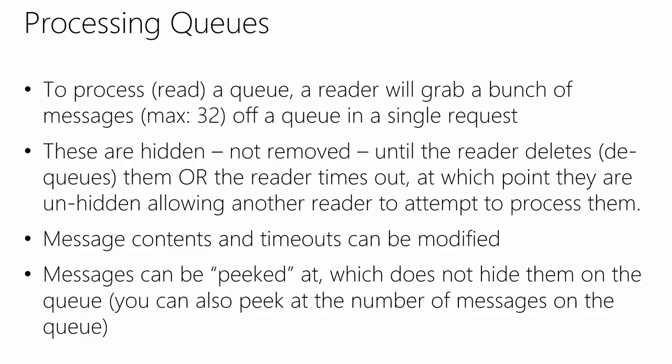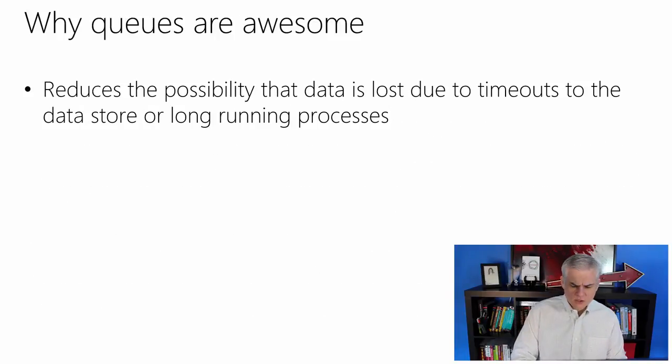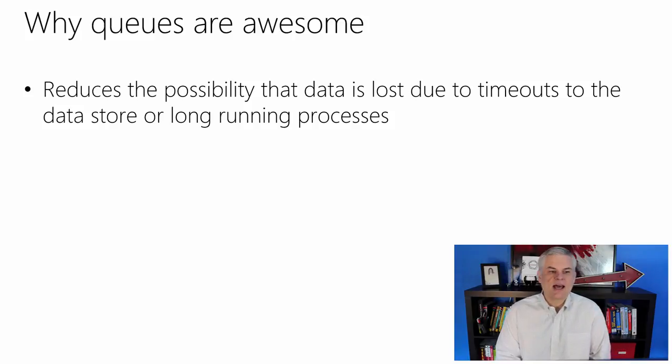That might adjust some automatic scaling feature in your software that says, well, if there's 10,000, I'm going to need to spin up some help to process all these new incoming requests. And so going back to what we talked about earlier with regards to architecture and why you'd want to use queues inside of your application architecture, it really reduces the possibility that data is lost due to timeouts to the data store or some other long-running process.